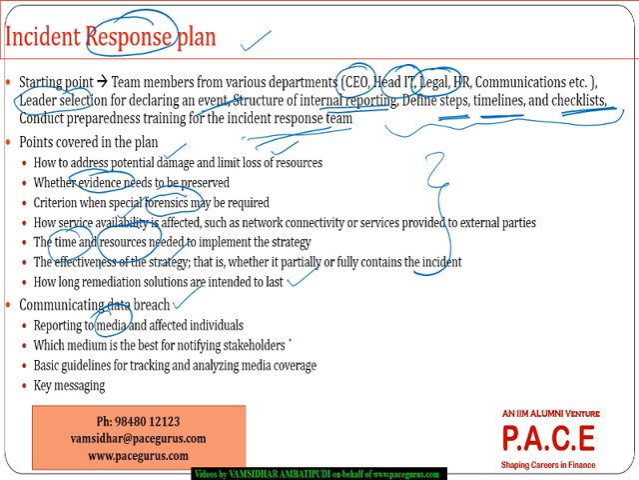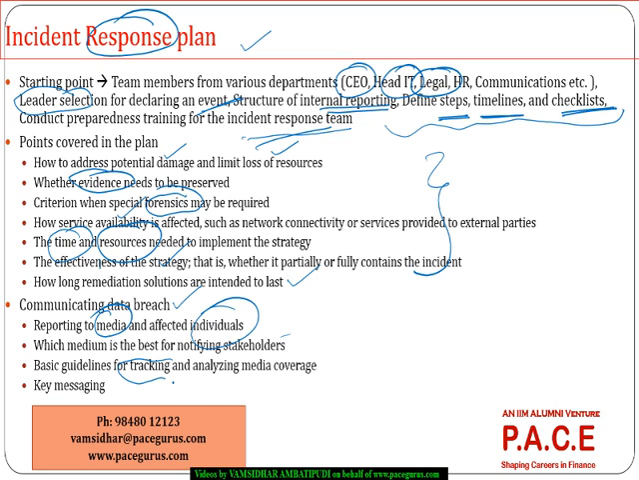What part of it will be reported to the media? So what is the way of reporting this incident to all the affected individuals? What is the best medium of notifying the stakeholders? Do we call up? Do we give a press notice? Or what is the appropriate mechanism? So how is the media responding to this breach?